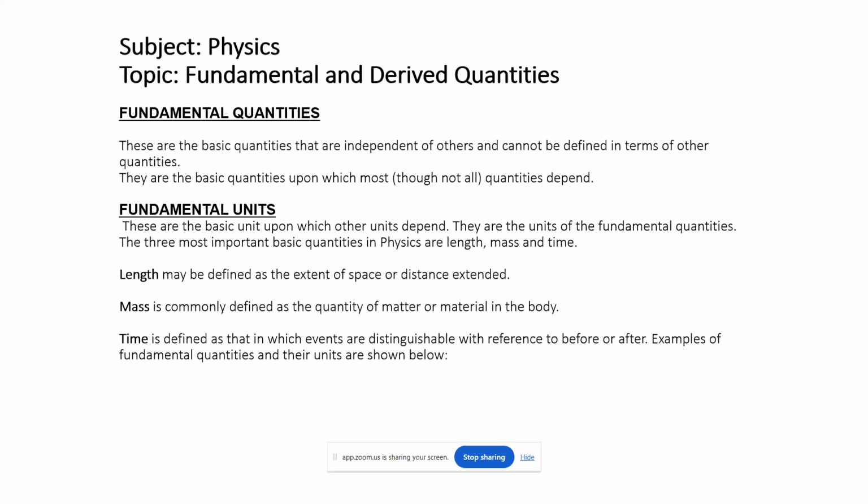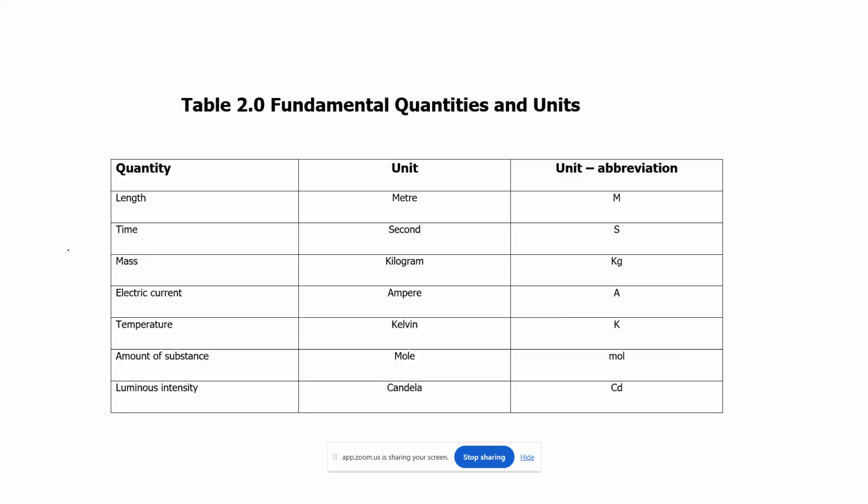So let me make a recap for fundamental quantity. Have it in mind that fundamental quantities are basic quantities that are independent. Independent is the keyword. These are basic quantities that are independent of other quantities. So we move to the next. Here we have the examples of fundamental quantities.